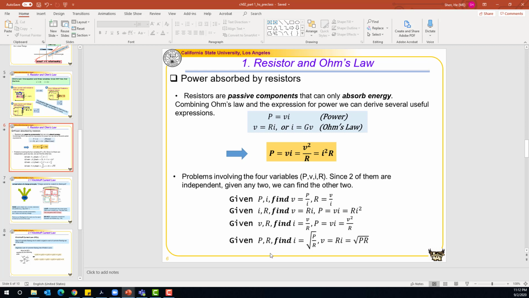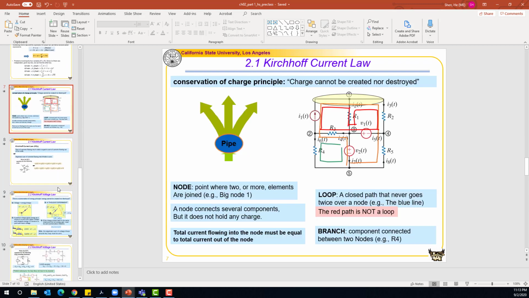So you're not required to memorize all these equations. You just need to master these 2 basic equations, how to calculate power and Ohm's law. Then you can derive these equations fairly easily. So next topic, Kirchhoff's current law.